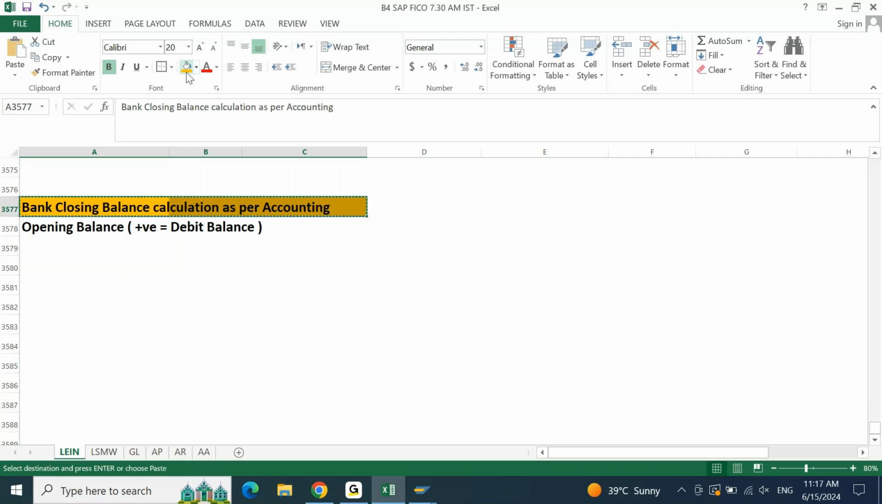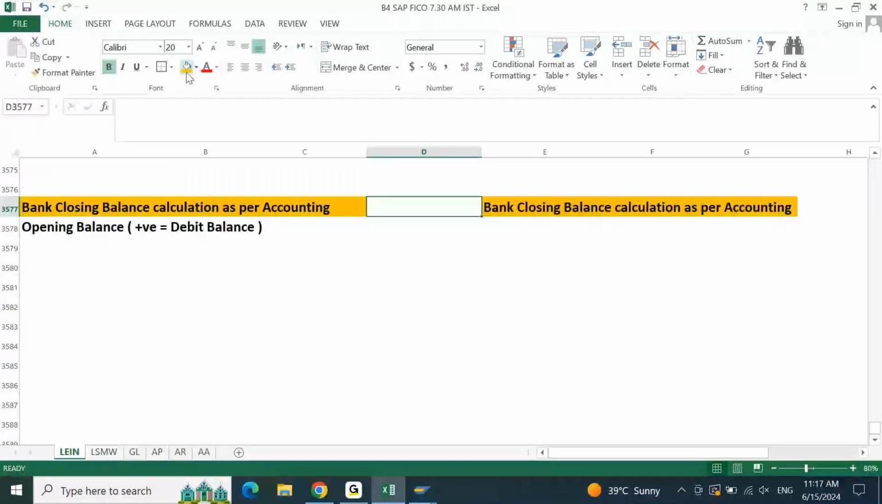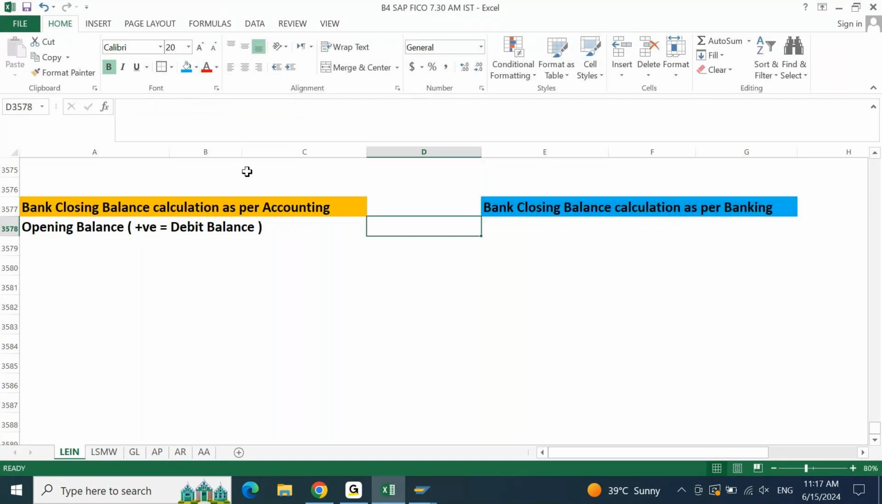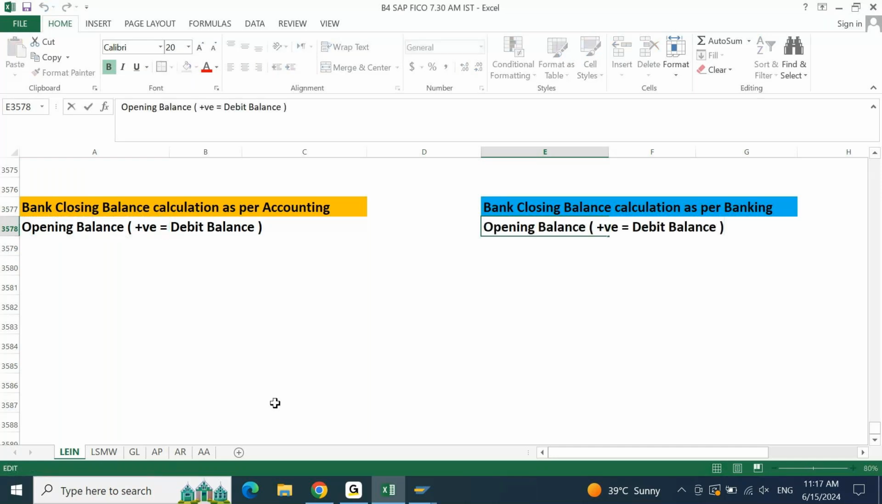Okay, bank closing balance as per banking. This I'll put in blue color. Same thing, opening balance. This is also opening balance. Then you have a positive number. According to this, this will be a negative balance, and this will be a credit balance. If you're talking about opening balance, as we have understood, it is plus and minus.